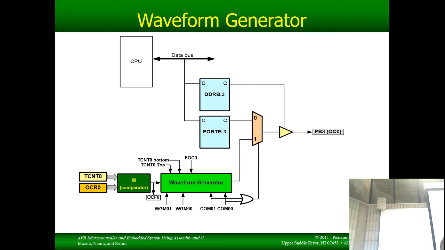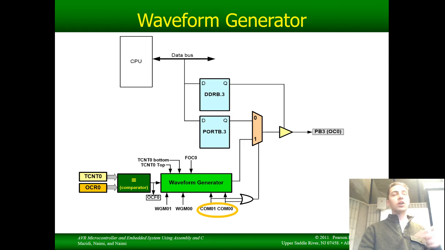Waveform generator has tons of inputs. Some of them are the waveform generation mode bit. We've got these COM bits, which we have not dealt with before. These are new today. And also, whether or not the free running counter is at the top or the bottom. The last one here, called FOC, stands for force output compare. We've never had to use that bit before. It is one of the bits we'll talk about today. It stands for force something to happen.